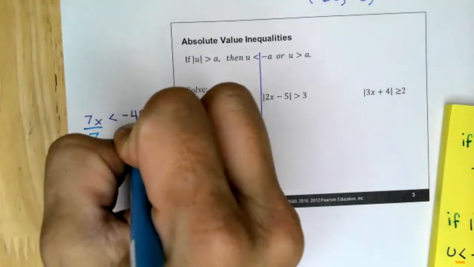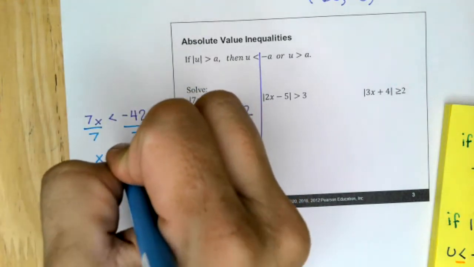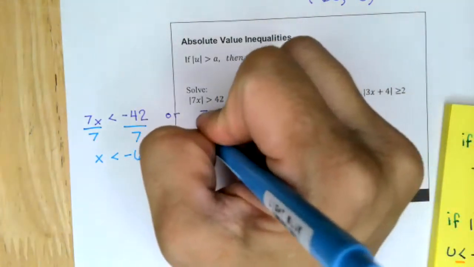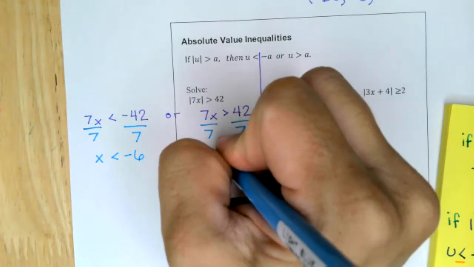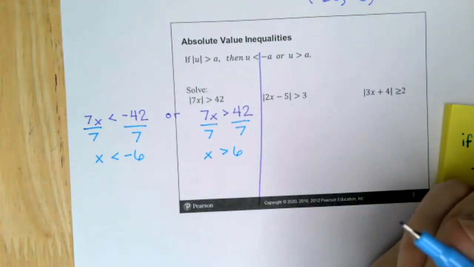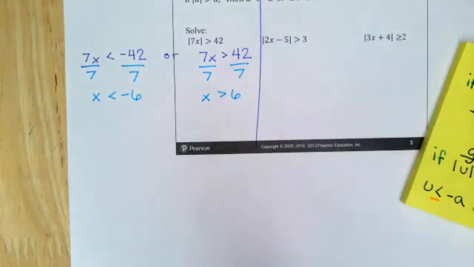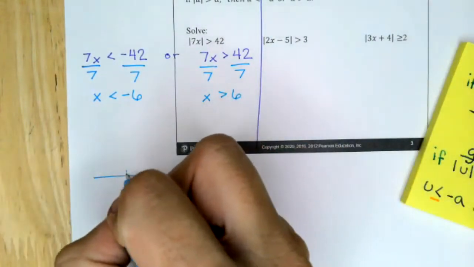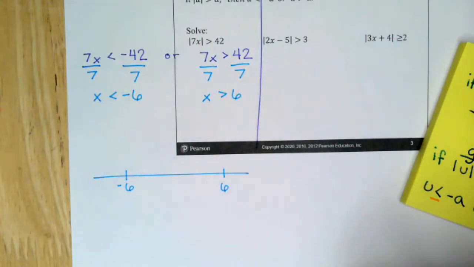Divide by 7, divide by 7. X is less than -6. Divide by 7, divide by 7. X is greater than 6. I like to do the less than over here and the greater than over here because it's just a little bit easier to graph usually. So you have -6, +6.